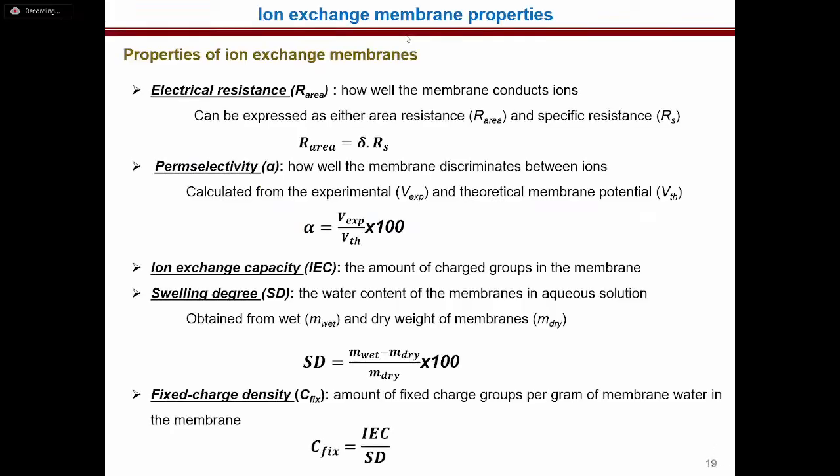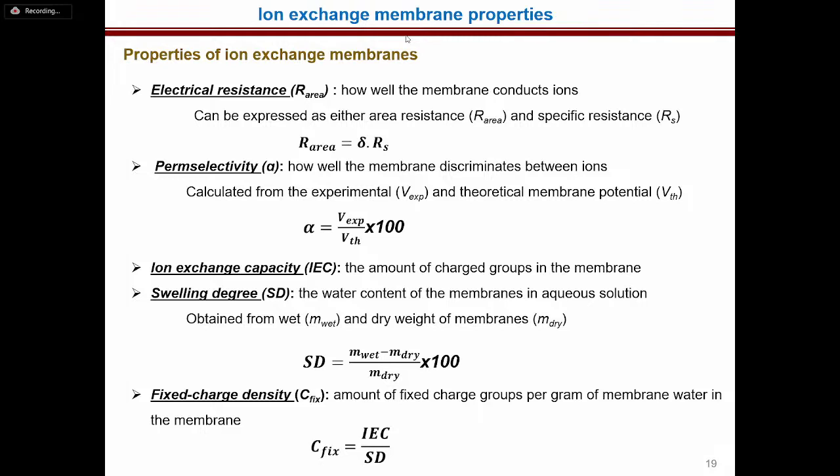Before characterizing, or when you characterize, you need to know the properties of the ion exchange membranes. The very important and very common properties of the ion exchange membranes are the electrical resistance, the permeability, ion exchange capacity, swelling degree, fixed charge density, and so on. These are the most common properties by which you can characterize them to say, okay, this one is good, this one is bad.